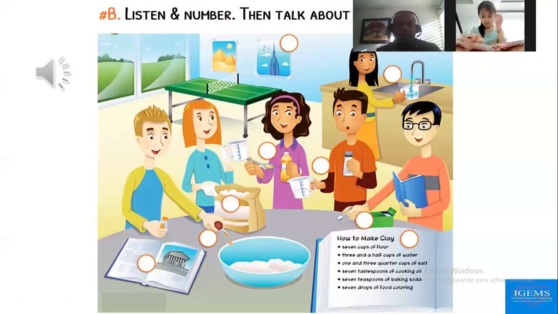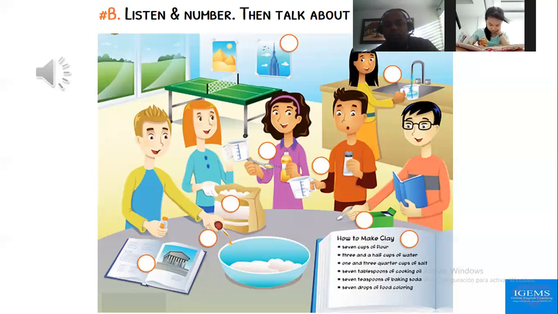Two. Okay. I'm not sure. I want to make a building from ancient Rome. Three. I'm going to make the Empire State Building. Four. The book says we need 7 cups of flour. I have a big bag of flour. I'll put 7 cups in the bowl. Five. It says we need 7 teaspoons of baking soda. I have a box of baking soda. I'll put in 7 teaspoons.